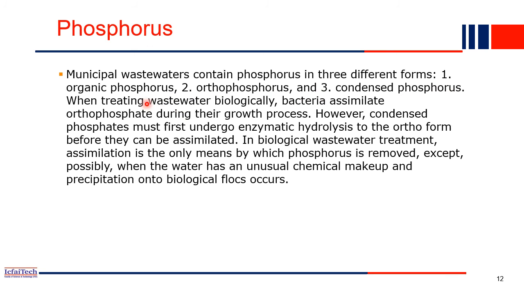You can see, while treating the wastewater biologically, bacteria during their growth process take up phosphorus. If the phosphorus content is more in the wastewater, then biological treatment has to be performed to remove this phosphorus content present in the water. The biological wastewater treatment plant is the only way by which phosphorus is removed, right? You have to do biological wastewater treatment to remove the phosphorus content present in the water.